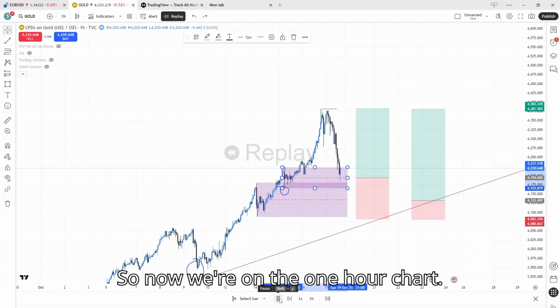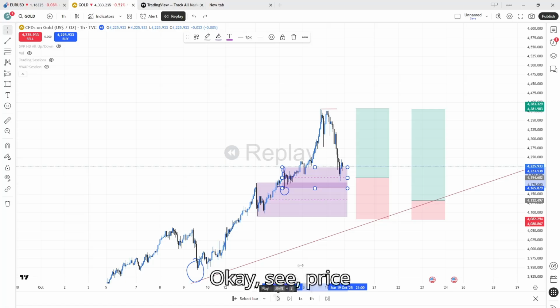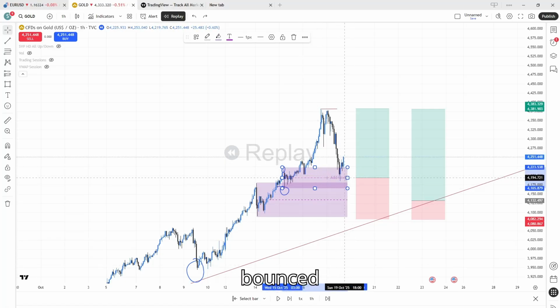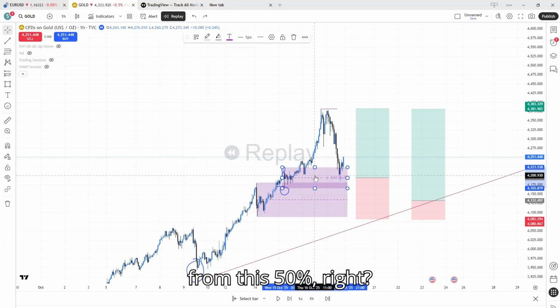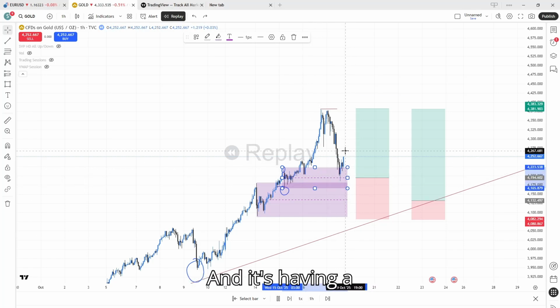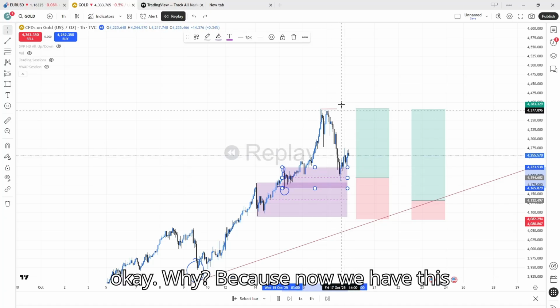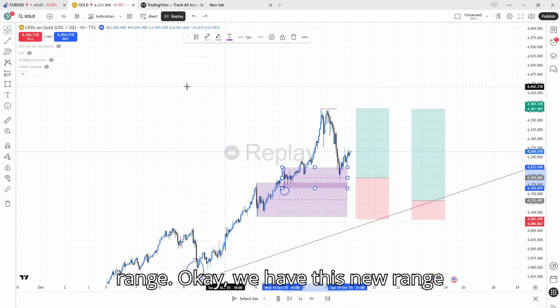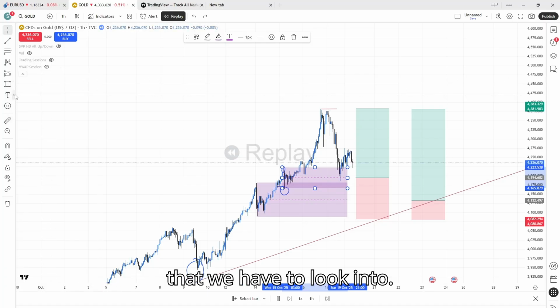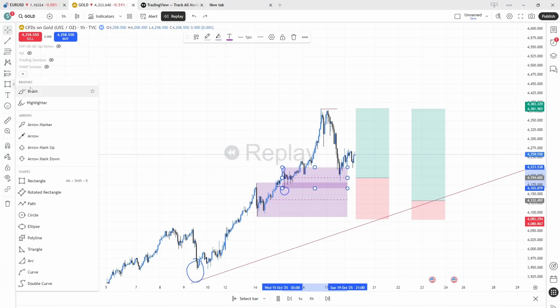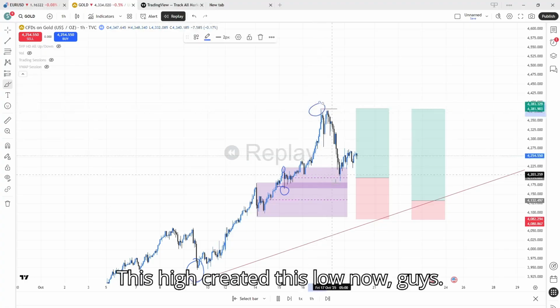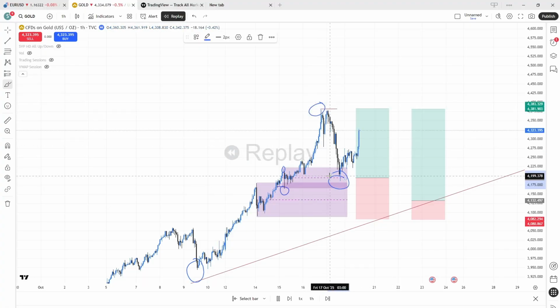So now we're on the 1 hour chart. Okay, see, price bounced from this 50%, right? And it's having a reaction. Okay, but it's okay. Why? Because now we have this range. Okay, we have this new range that we have to look into. This high created this low now, guys.